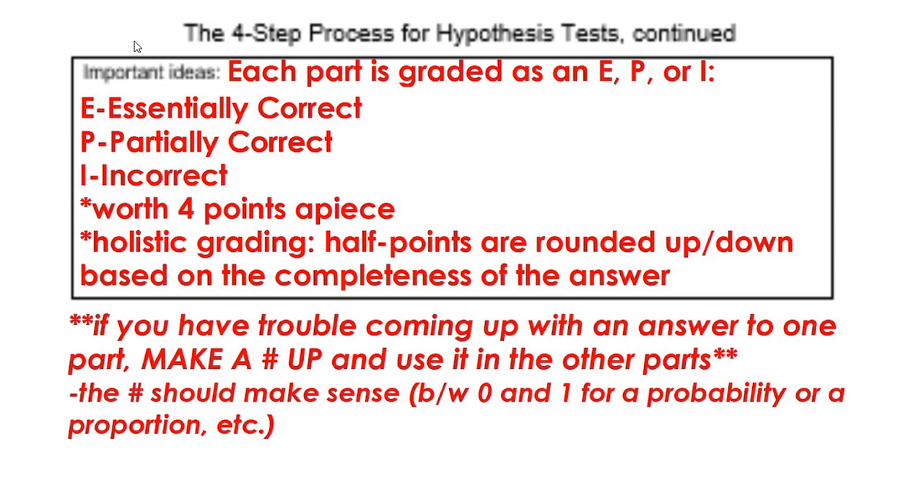Just make sure the number that you make up makes sense. So if you're making up a probability or a proportion, make sure you use a decimal between 0 and 1 so that it actually makes sense, because they'll take off points twice if what you make up makes no sense. So just be careful about that.